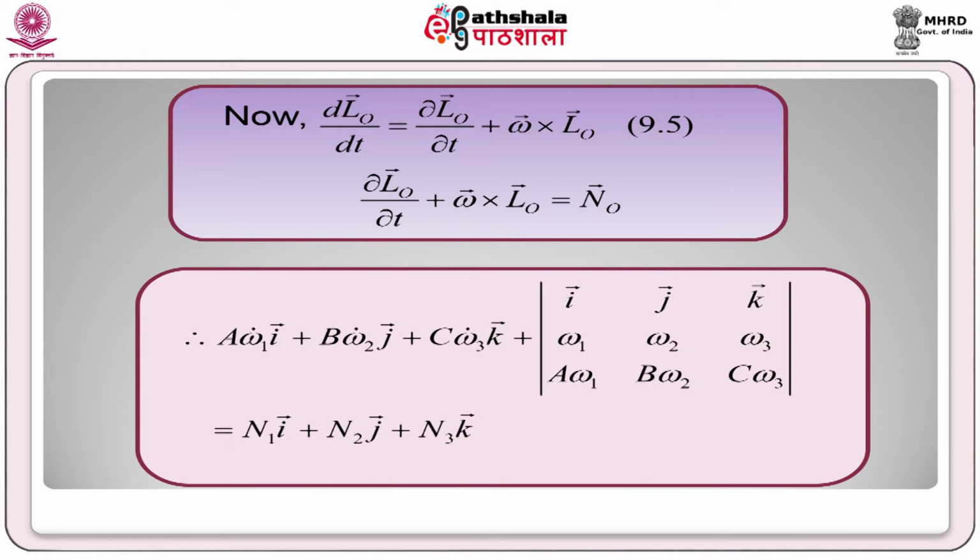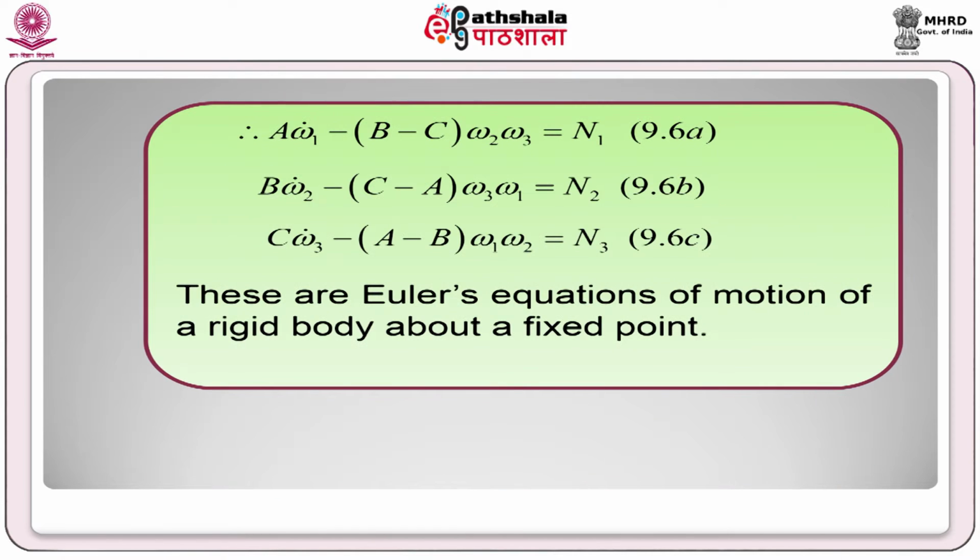N_O vector has the components capital N1, capital N2, capital N3. So, we can write N_O vector as capital N1 into i vector plus capital N2 into j vector plus capital N3 into k vector. Similarly, the other two equations can be obtained. These equations of motion are known as Euler's equations of motion of a rigid body about a fixed point, which is O.